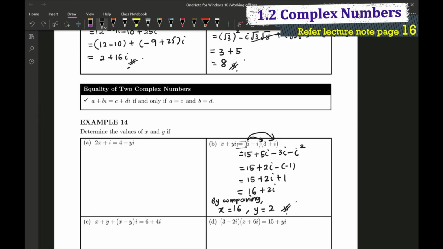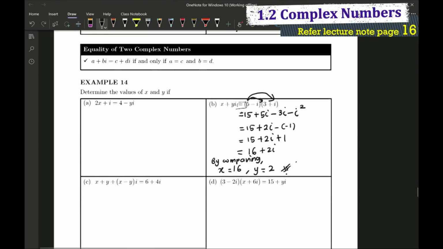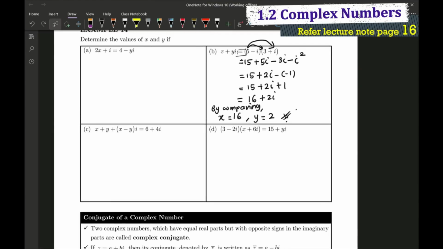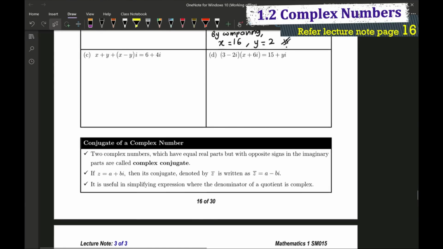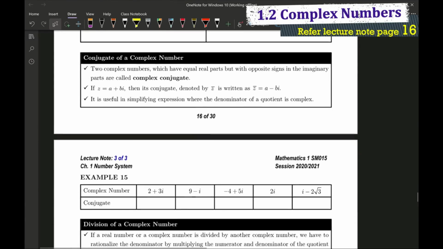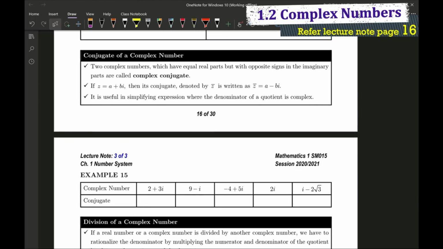Okay. Now we go to the conjugate of a complex number. For the previous example, you can try to do it by yourself. We cannot solve everything in this video. We go to the conjugate of a complex number.